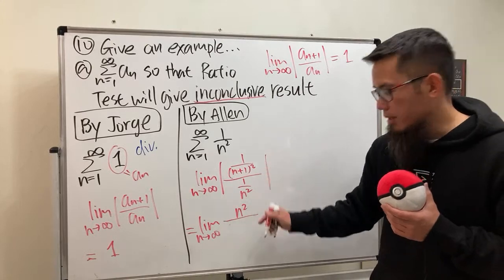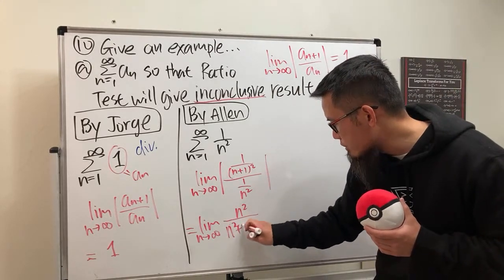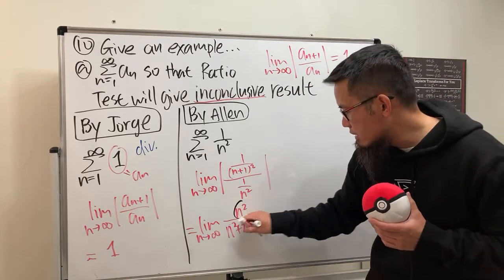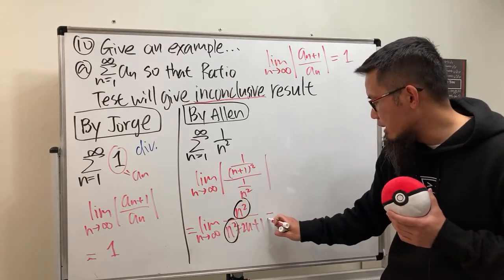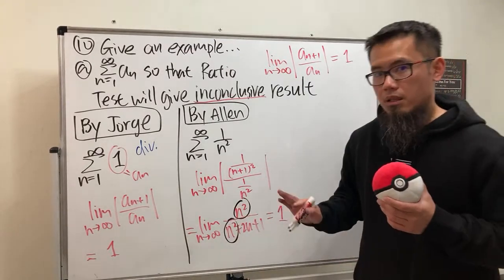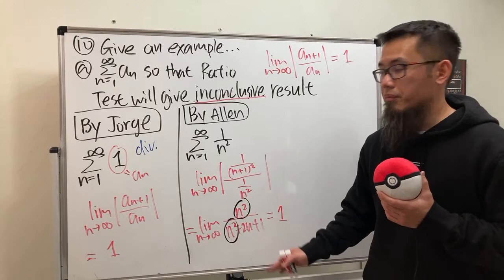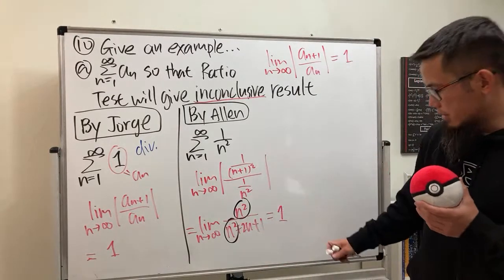But this right here can open it, which you get n squared plus 2n plus 1. And you see this, that should give you the limit of 1. Again, inconclusive. Yeah, so the ratio test does not work for this either.